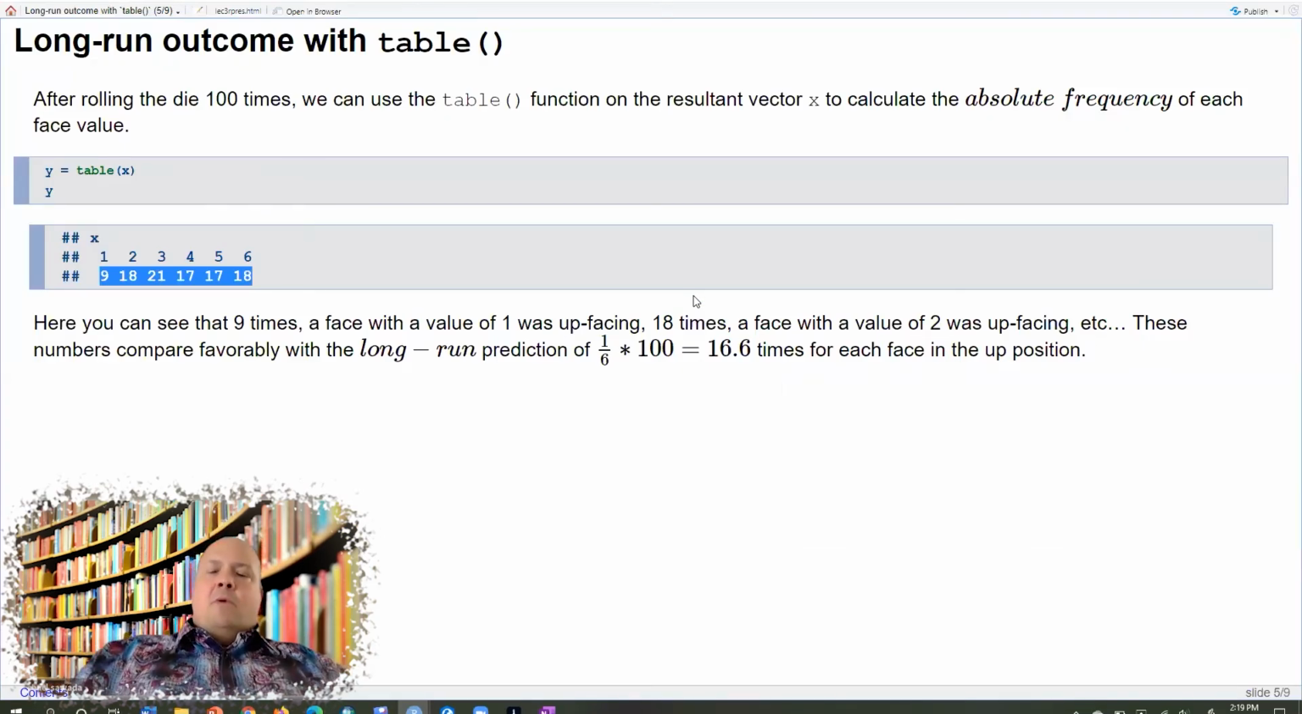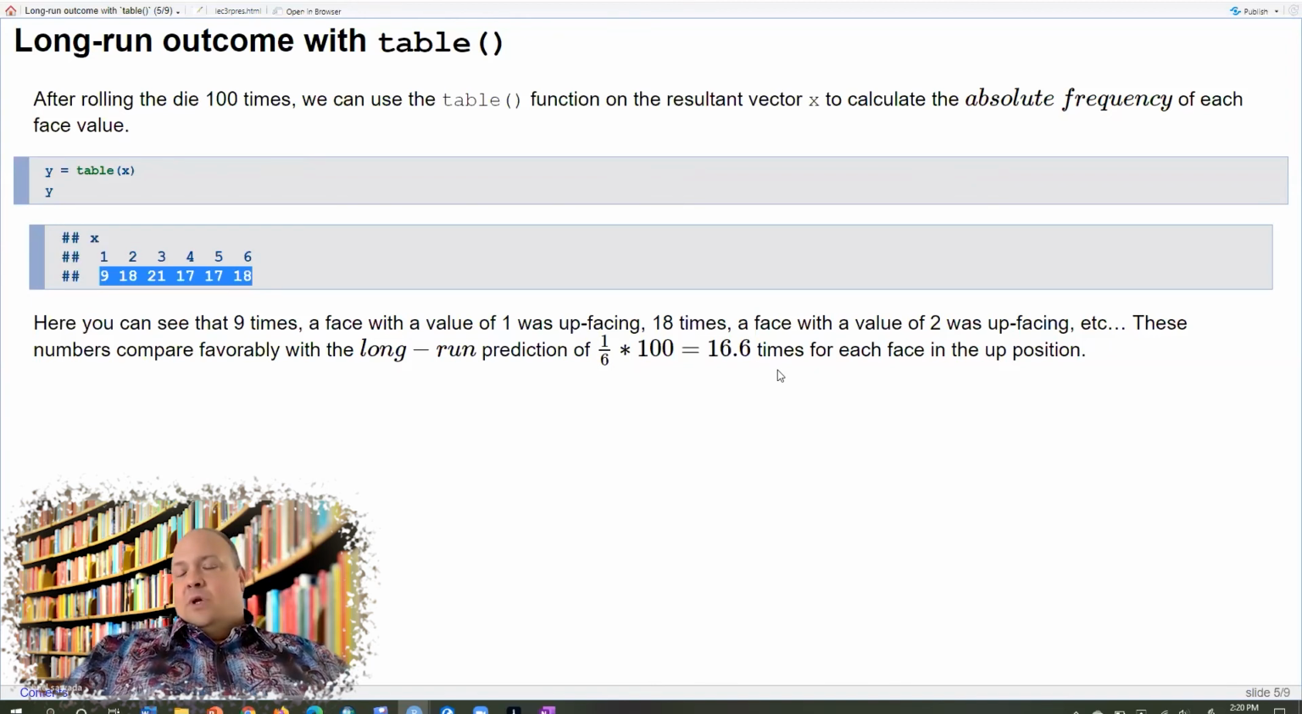Now, what we're looking for, well, what's our prediction? If each face has an equal chance of coming up every time you roll the die, then each face has a 1/6 chance, or 1/6 times 100, which is 16.6 times. So out of 100 rolls, we might expect around 16.6 times for each face.